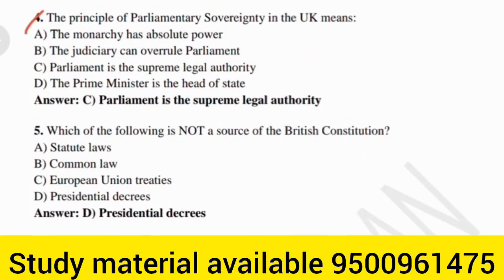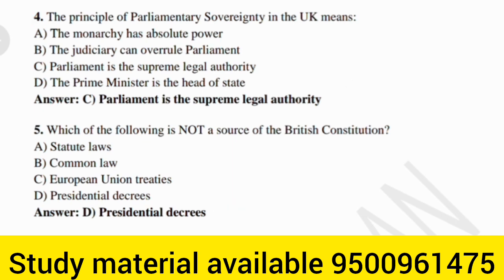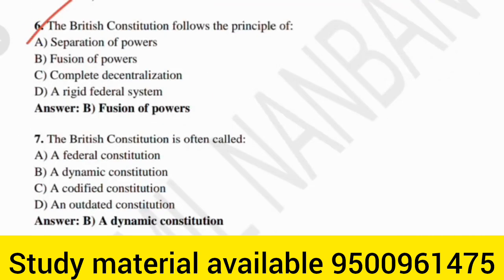The principle of parliamentary sovereignty in the UK means Parliament is the supreme legal authority. Which of the following is not a source of British Constitution? Presidential decrees. The British Constitution follows the principle of fusion of powers. The British Constitution is often called a dynamic constitution.